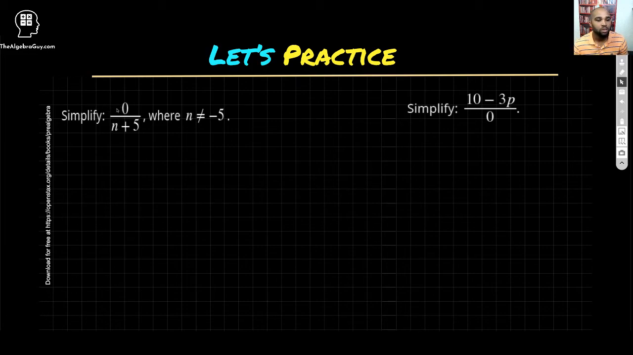So let's do this one. 0 divided by whatever this is, where n is not equal to -5. Why? Because we don't want an undefined term there. But 0 divided by anything is equal to what? 0. By the way, oftentimes in math, you'll see people put a cross through the 0. Why? Because you don't want to confuse the 0 with the letter O. So that's just a kind of side note.